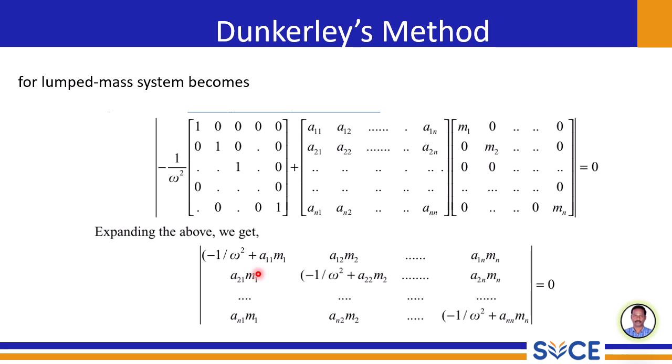The roots of this polynomial equation will give us the values of omega square corresponding to the system's natural frequencies. However, solving this higher order polynomial can be complex, especially for systems with a large number of degrees of freedom. This is where the power of Dunkerley's method comes in, as it provides a way to approximate the fundamental frequency without needing to solve this entire polynomial equation. Let me show that in the next slide.